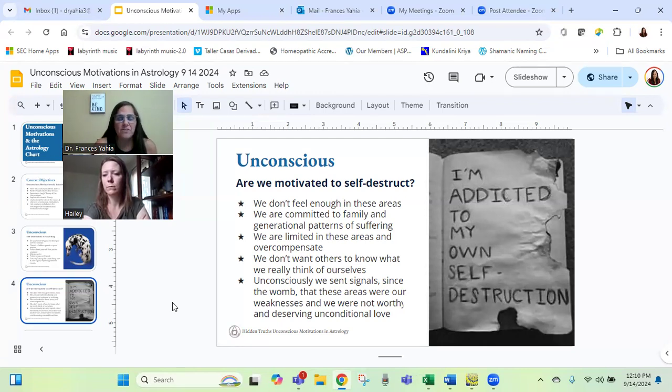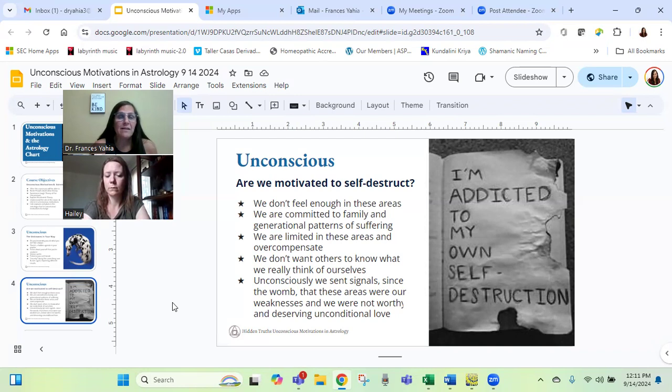So it's just important to name this and speak to this, that self-love and self-worth is not the name of the game, but rather achieving self-acceptance that may be named self-love and worthiness, but it's really full self-acceptance of all of the fragments and parts. That's the goal. So we all do not feel enough in certain areas. We're going to look at the moon and Chiron particularly. This will speak to where we don't feel enough and we're not supposed to. We are all committed to family and generational patterns of suffering. We see that through the moon.